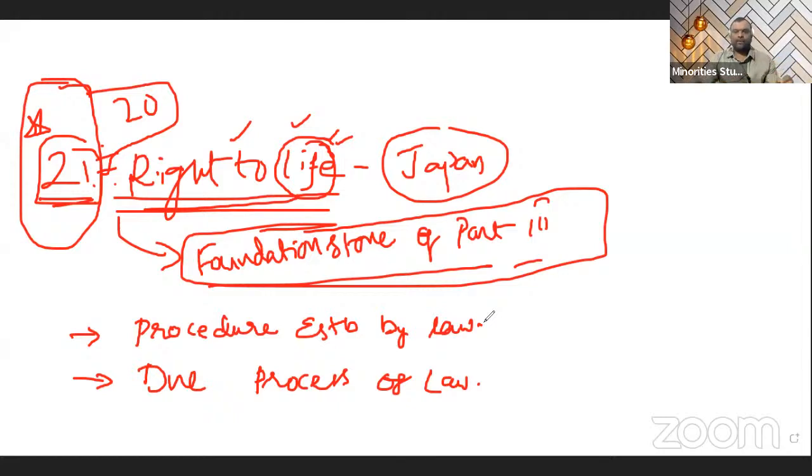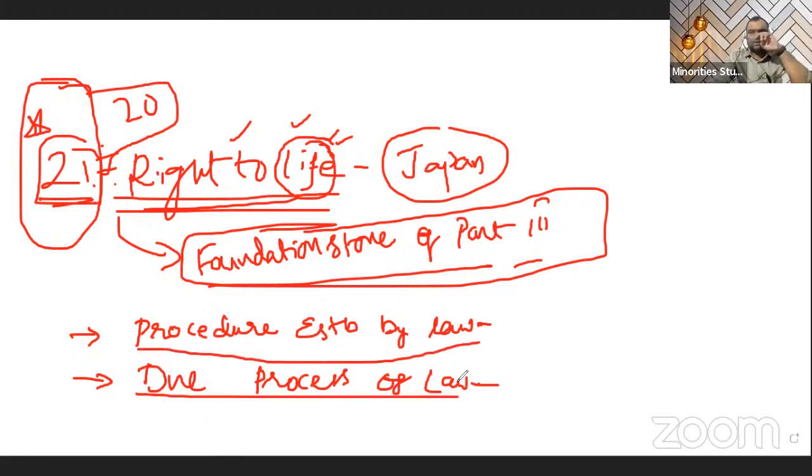So what does it mean? Procedure established by law as well as due process of law. What is the meaning of procedure established by law or due process of law? These are the two things in this Article 21. Procedure established by law is borrowed from Japan, whereas due process of law is borrowed from the USA.